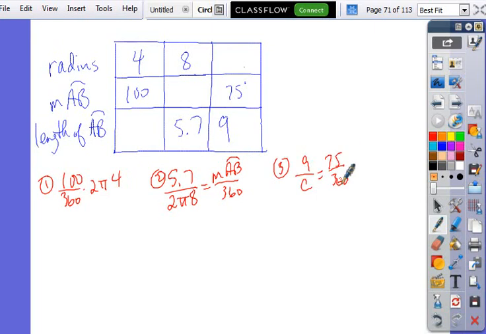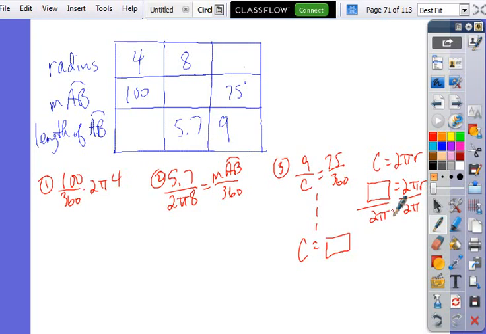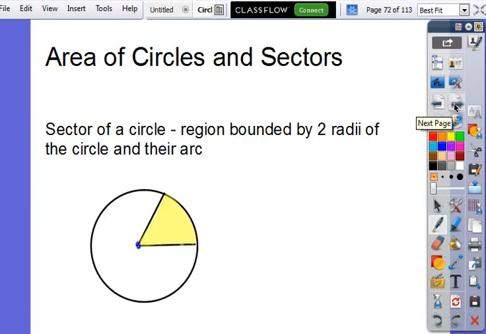So I'd work that out, find whatever C is, then go C equals 2 pi r, plug that number in, divide by 2 pi. All right, are there any questions on the circumference stuff?